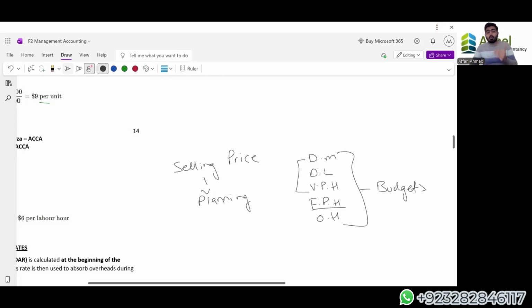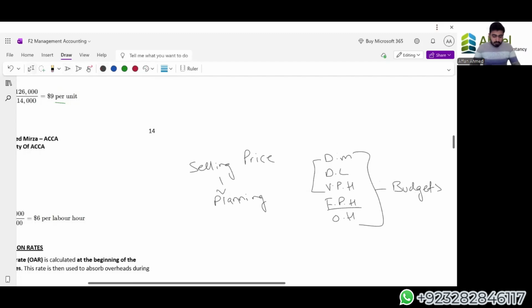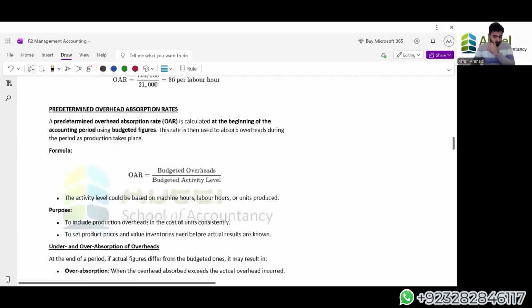So this under and overcharging is known as the concept of under and over absorption of overheads, and that would be utilized in your marginal absorption statement as well and other concepts as well. It can be used in variance analysis as well. Okay, so let's see the theoretical wordings of it and the formula for it.